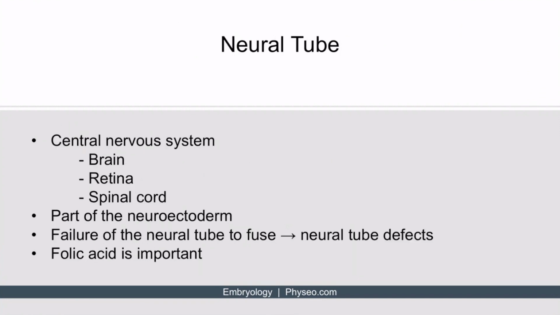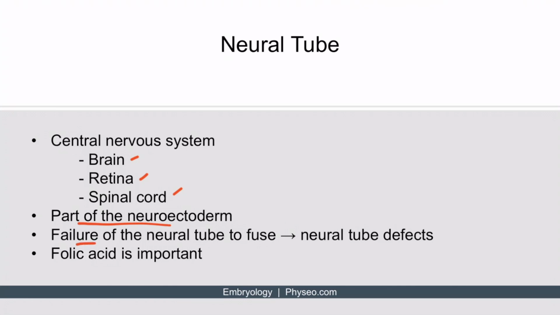We discussed the neural tube, including malformations, in more depth in the video on neurologic development, but I'll give a brief overview here. The neural tube is an incredibly important structure in development as it gives rise to the brain, retina, and spinal cord. An important association to make is that the neural tube is part of the neuroectoderm, which contributes to the structures of the central nervous system.